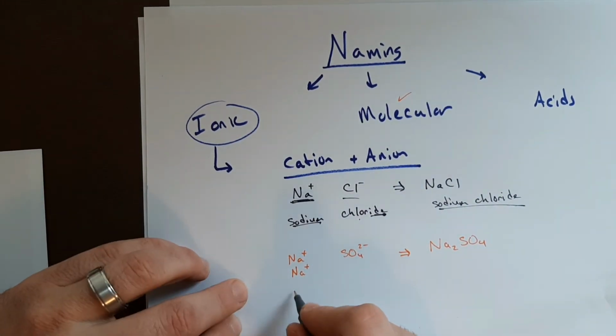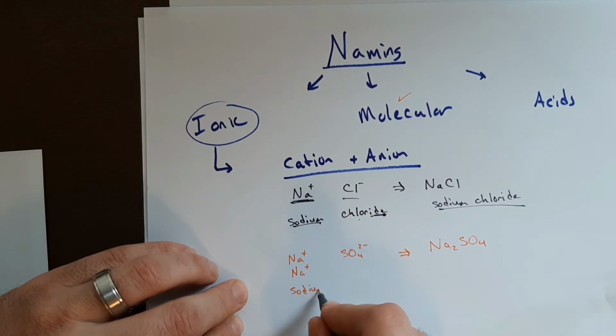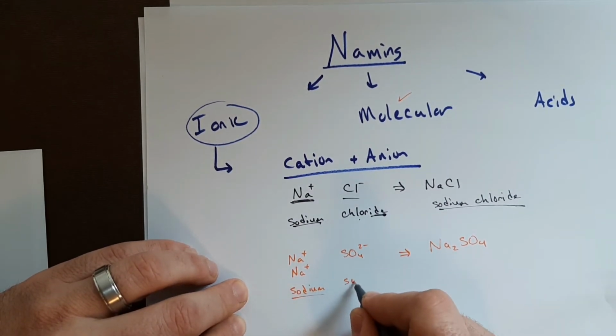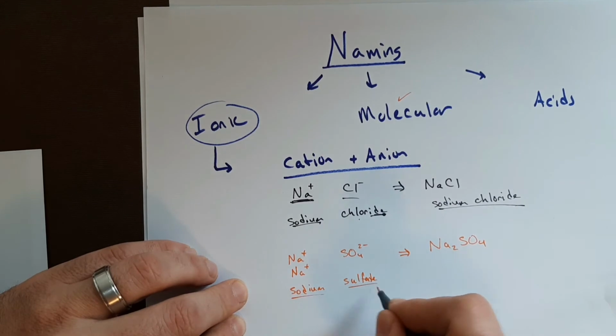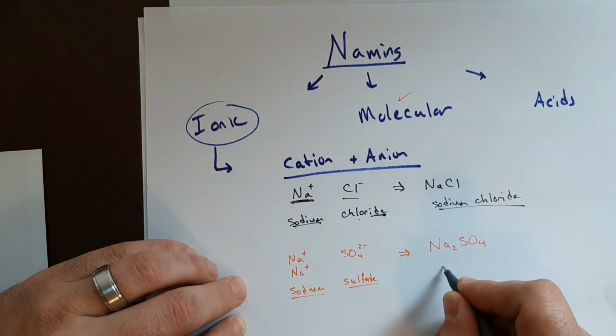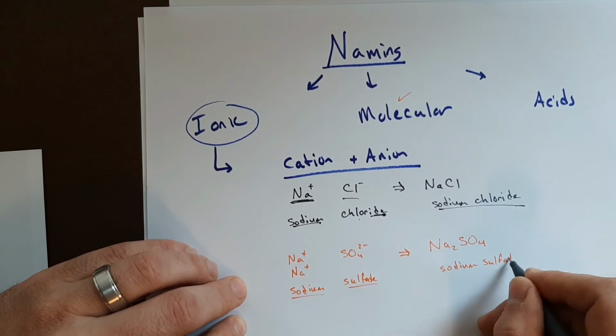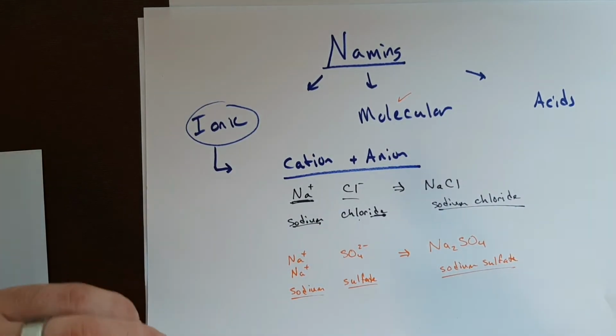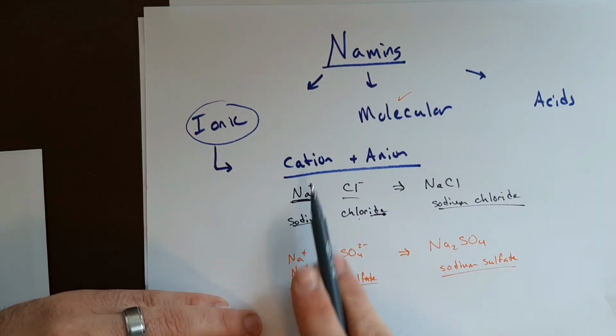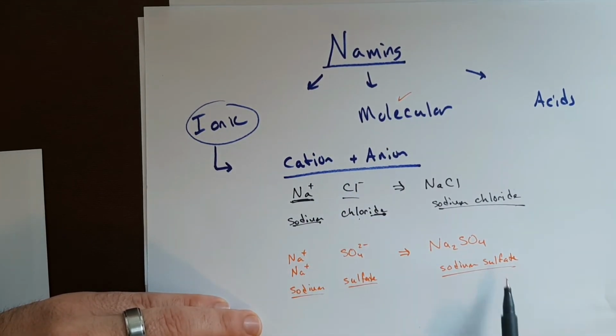But the naming doesn't change. Those things are still called sodium. This thing is still called sulfate. So we just call this sodium sulfate. Just put the 2 names together. Take the cation name, whatever it's called, the anion name, put it together.